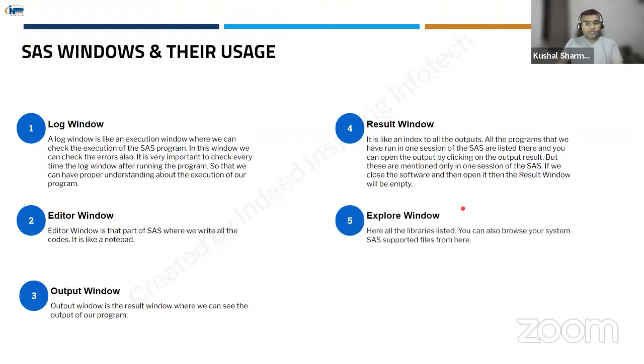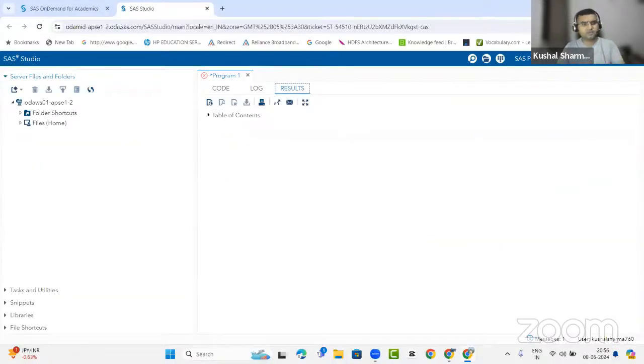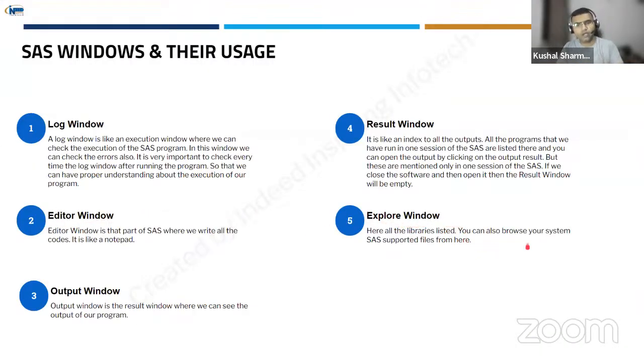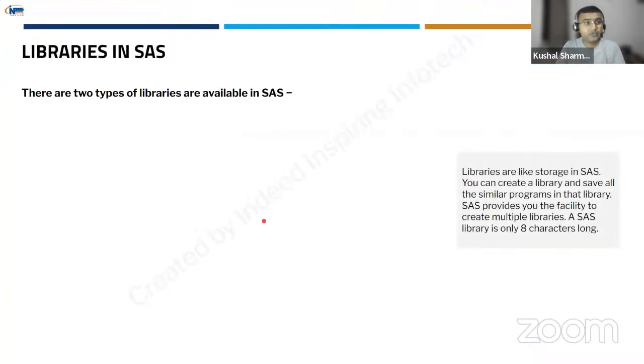Okay. So the explore window, here are the libraries. You can explore the libraries. You can also browse your system SAS support files over here. So here you can explore the libraries and server files and folders as well.